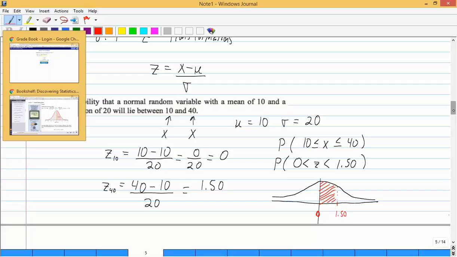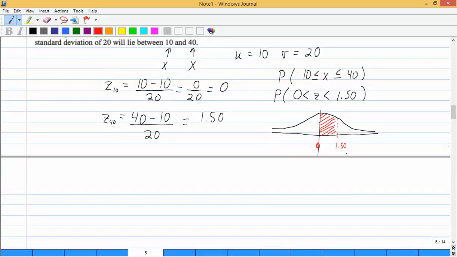All right, so if you look at your positive z-score chart, table C, for 1.50, we have an area of 0.9332.